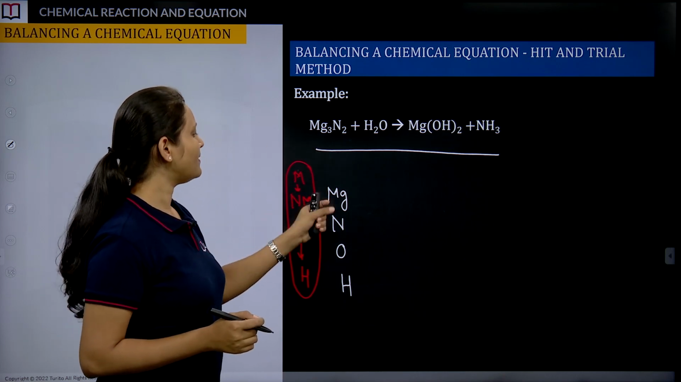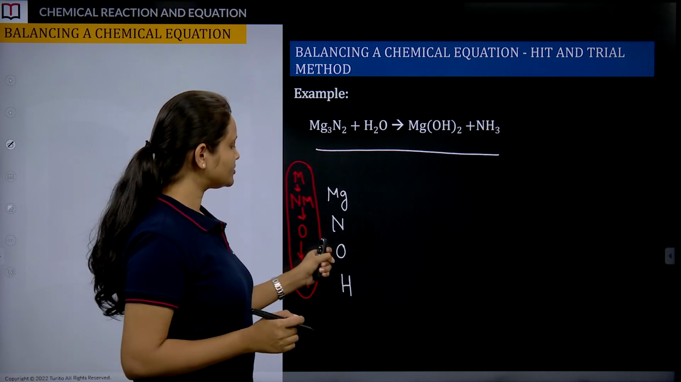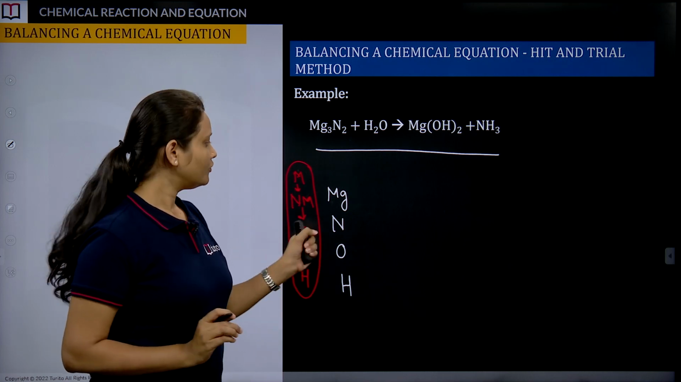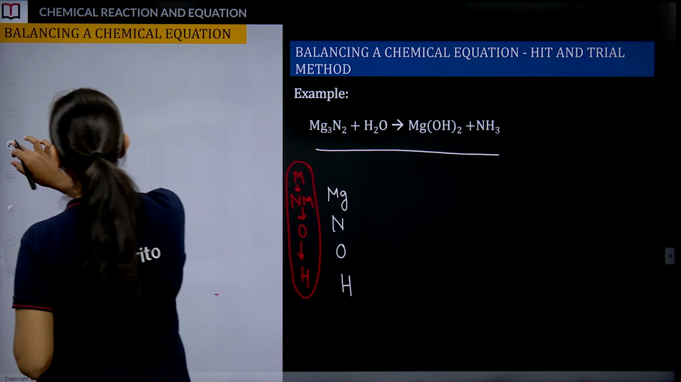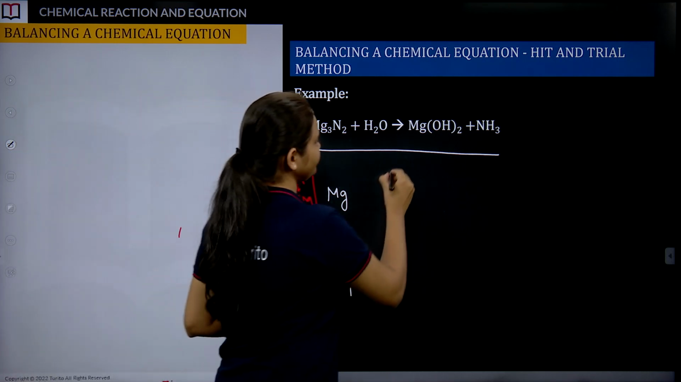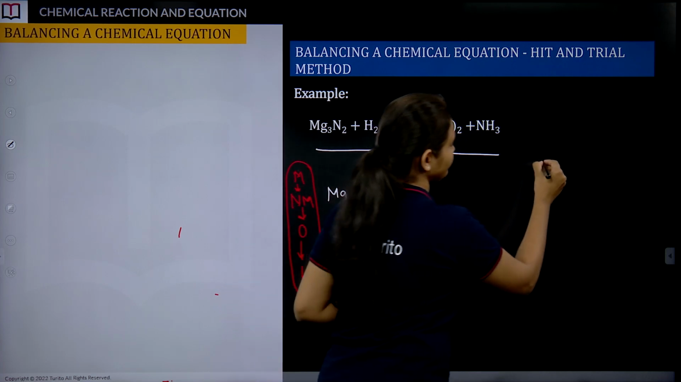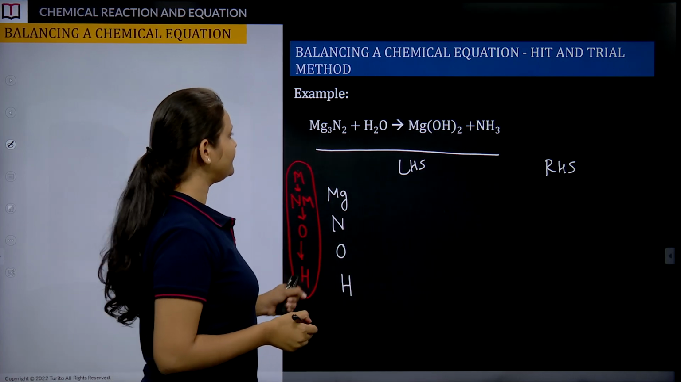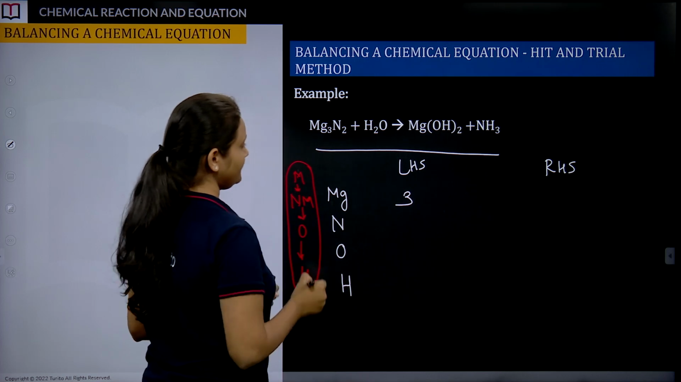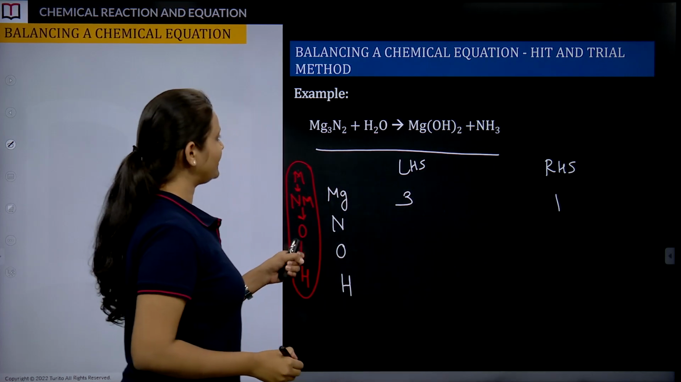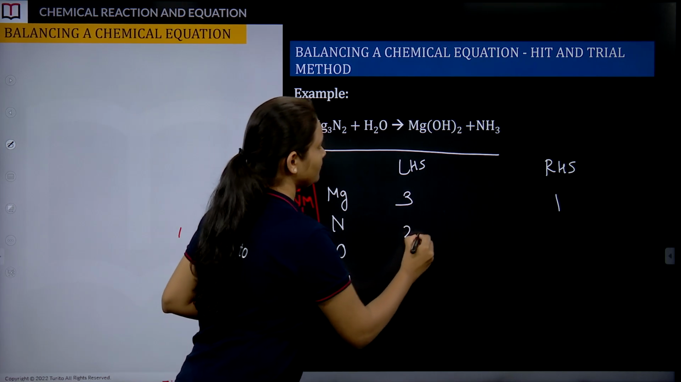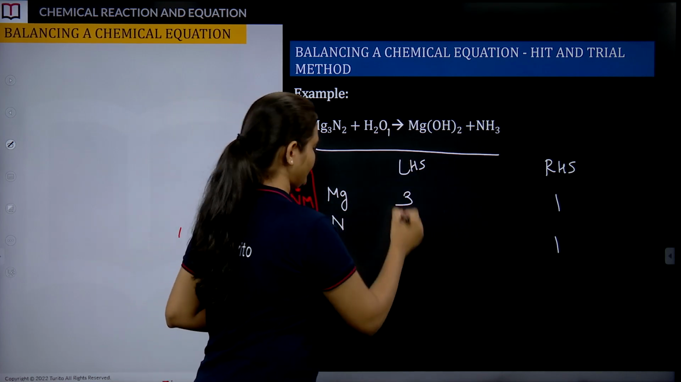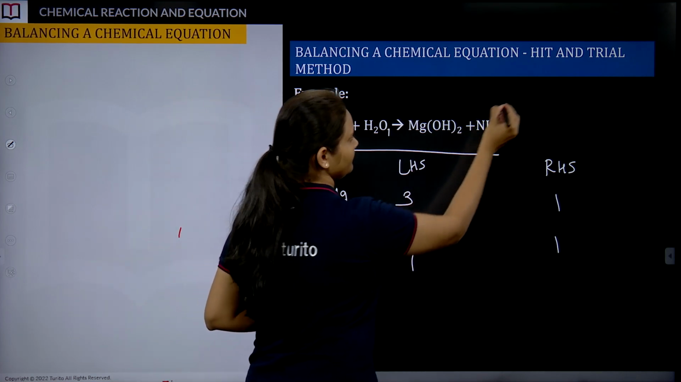Here we are having magnesium as a metal, then nitrogen is non-metal, and oxygen and hydrogen. That is the sequence, okay. So let's try to apply it here also. We are having magnesium on the LHS, then we need to understand how many atoms are there on the right-hand side. Magnesium 3, okay, magnesium 1, nitrogen N2, nitrogen 1, oxygen, here it is 1, right. So 1, it is applicable.